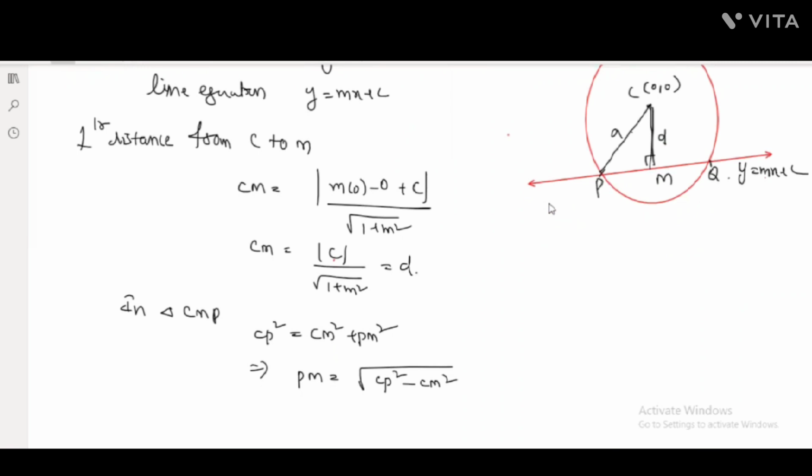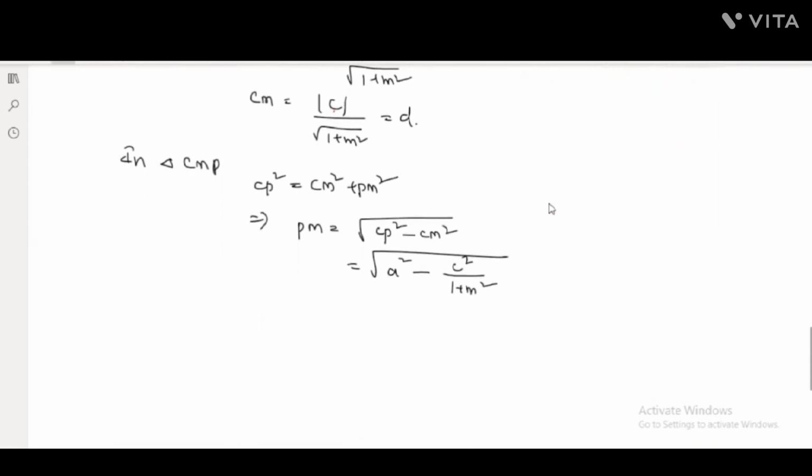So what is the CP here? CP is nothing but A, so A square minus CM square. CM square means c square by 1 plus m square. If you simplify this one, what we will get is root over a square into 1 plus m square minus c square, by 1 plus m square. So this is nothing but PM.